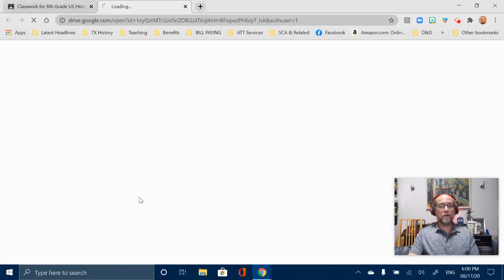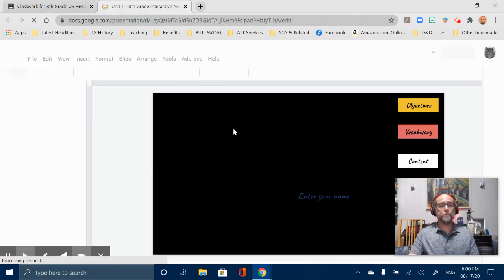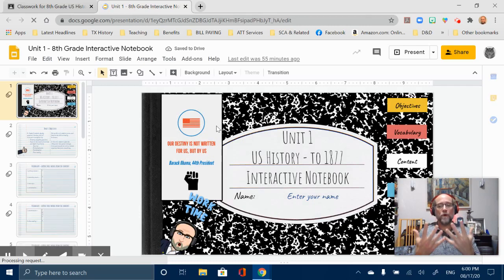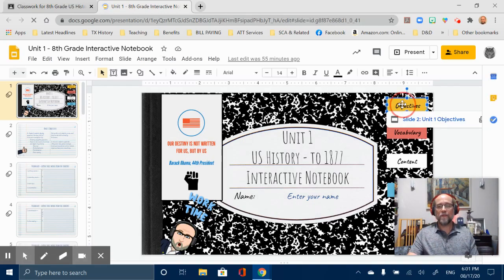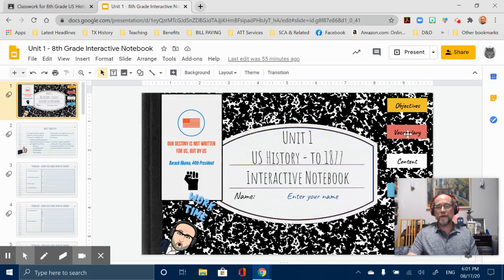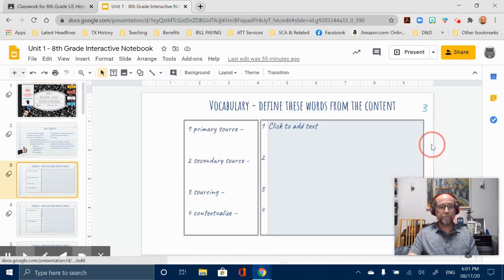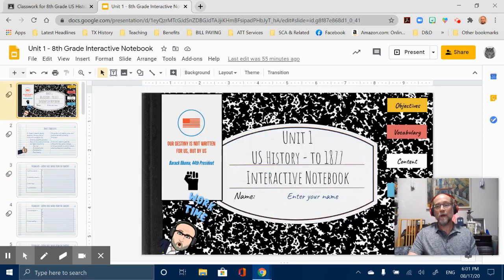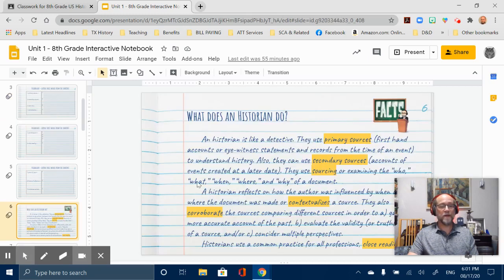Let's take a look at the interactive notebook, all right? So I tried to make this look as much like a notebook as possible, okay? So we have objectives. If you click on that, it's going to take you to the objective slide so you could read it. All these over here are links. There's the vocabulary. And the instructions on the vocabulary define these words from the content. Well, where the heck did you put the content, Mr. Bird? Well, you come back here, you click over here, and you could go straight to the content.